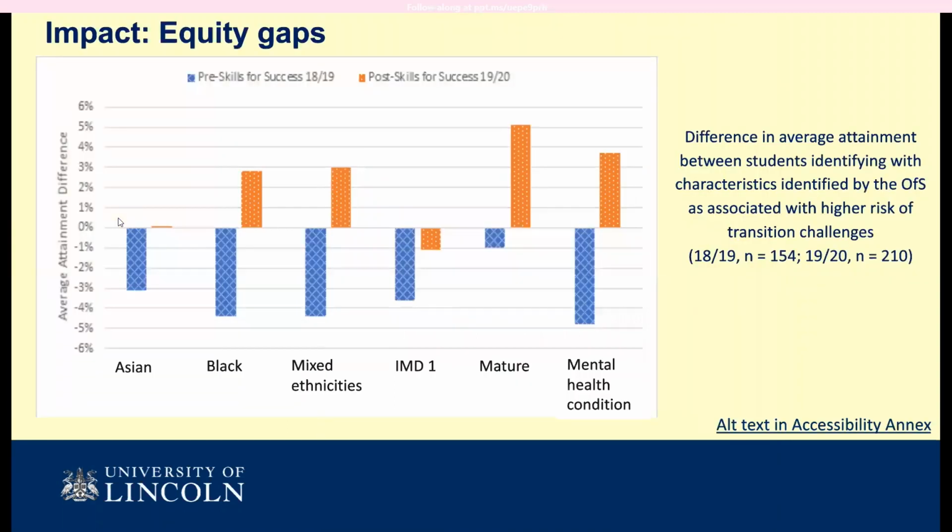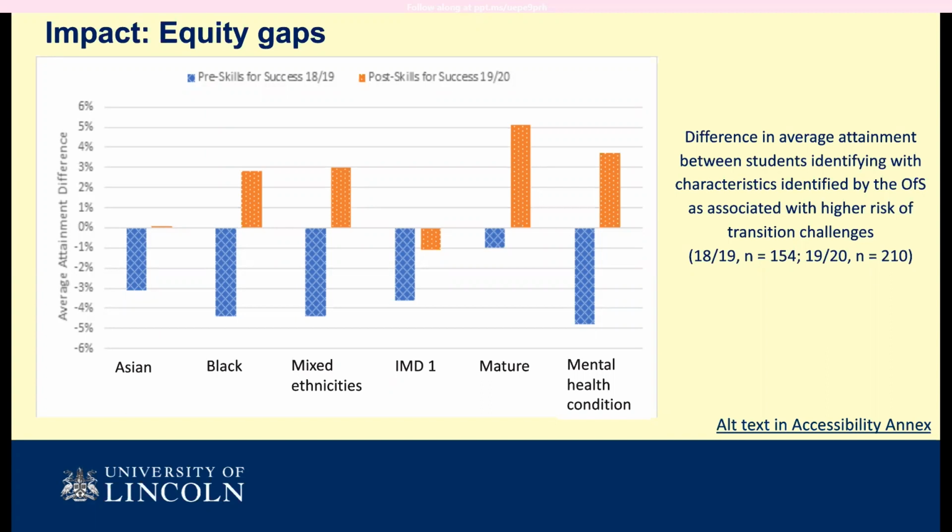And we had a look to see, so I told you about some of our attainment data at the beginning. That was at the end of the year as they move into year 1. So we had a look now about what was happening at the beginning of the year in the first semester and weeks when they get to us. So this graph shows you the blue bars are some of our attainment before we introduced Skills for Success. So this was pre-pandemic actually in 18-19.